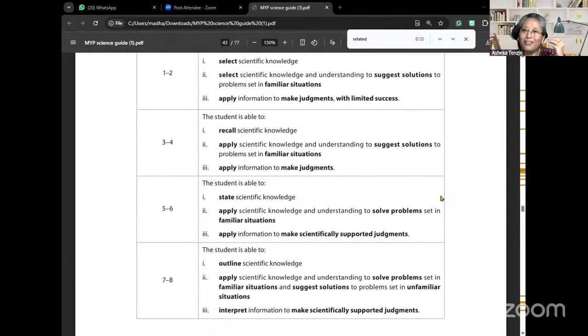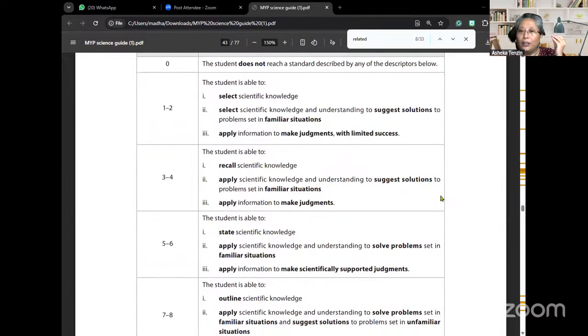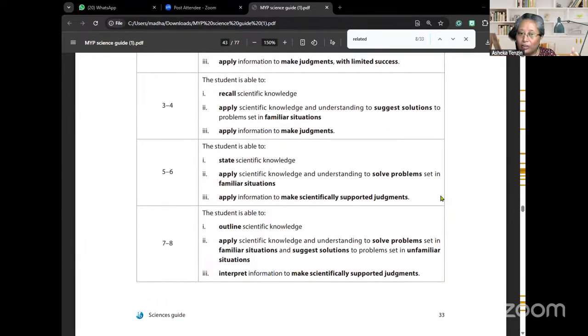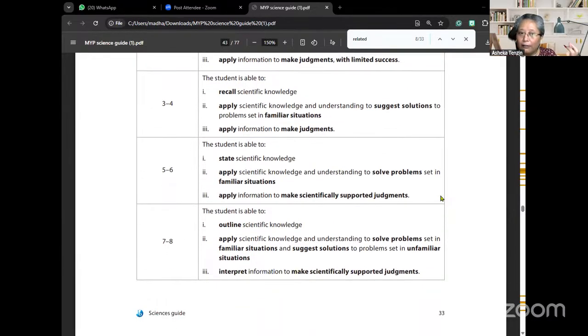Now again the same strand, if you see 3 and 4, the command term has changed. Recall, apply. So you have to give questions of this level for the 3 strands. Now look at 5 and 6. Again the command term has changed. The first command term has become state, then apply. And the second one, earlier it was suggest solutions in 3 and 4, now it has become solve problems. Can you see the complexity? The questions have become more difficult.